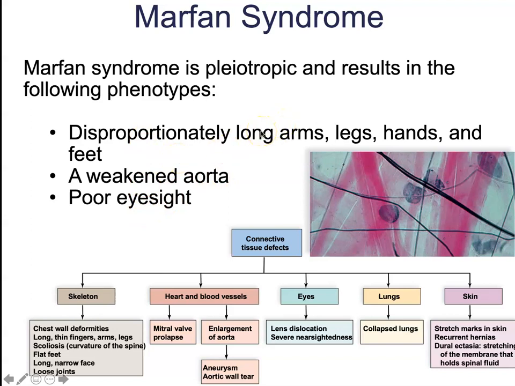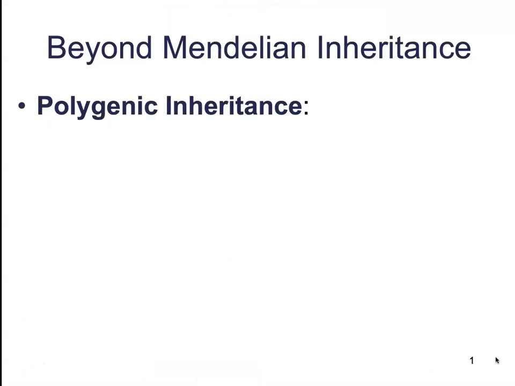Well, it's because Marfan syndrome is a connective tissue disorder. And all of these different systems, your skeletal system, your heart and blood vessels, your eyes, your lungs, your skin, all of those are affected by the connective tissues found in your body. So if we have a disorder that causes connective tissue defects, it can cause all of these different problems found throughout the body.